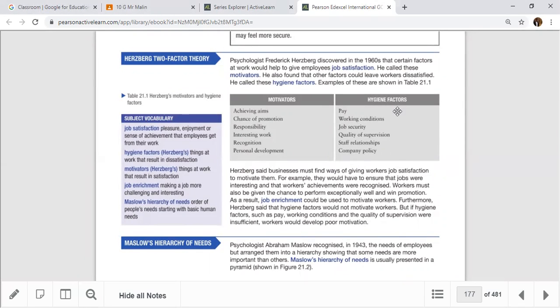Motivators are the things at work that result in satisfaction. Hygiene factors are the things at work that result in dissatisfaction, right?